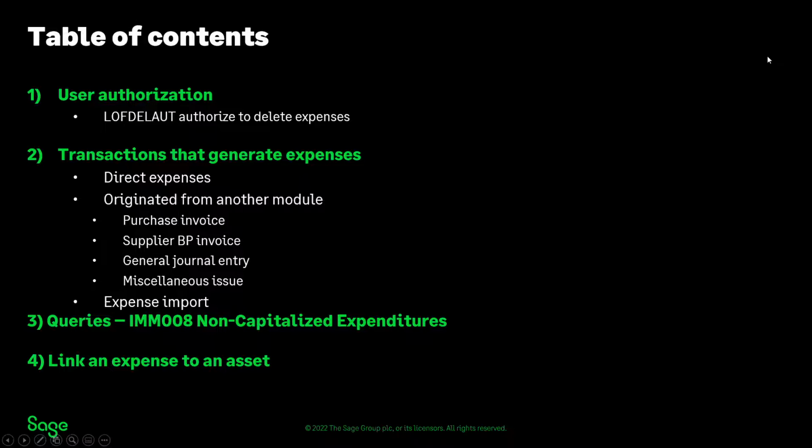For that, let's take a look at a user authorization setting, and we will also look at different ways to generate expenses. We can create an expense directly in the fixed assets module, and we can generate expenses from other modules such as purchase invoice, supplier BP invoice, general journal entry, miscellaneous issues, and finally imports. So these are the different ways that we can generate an expense.